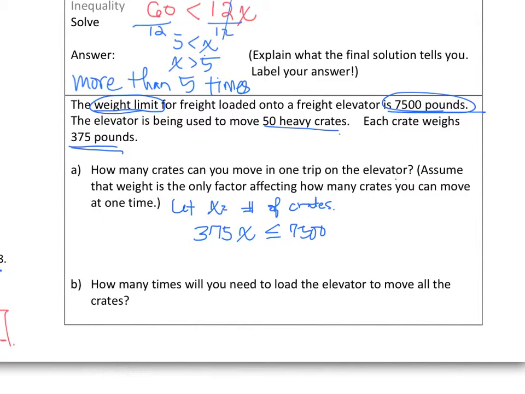And therefore we can simplify this. After simplifying this, you should get 20. Therefore, I can move no more than 20 crates.